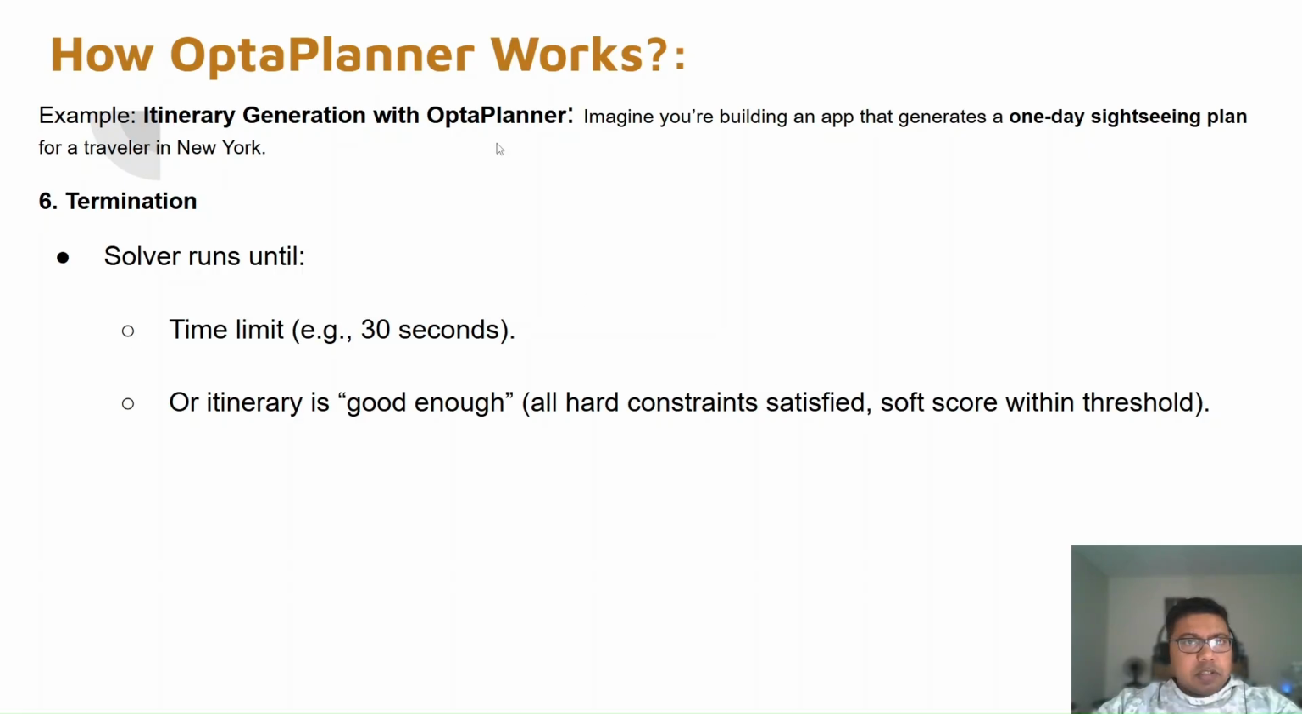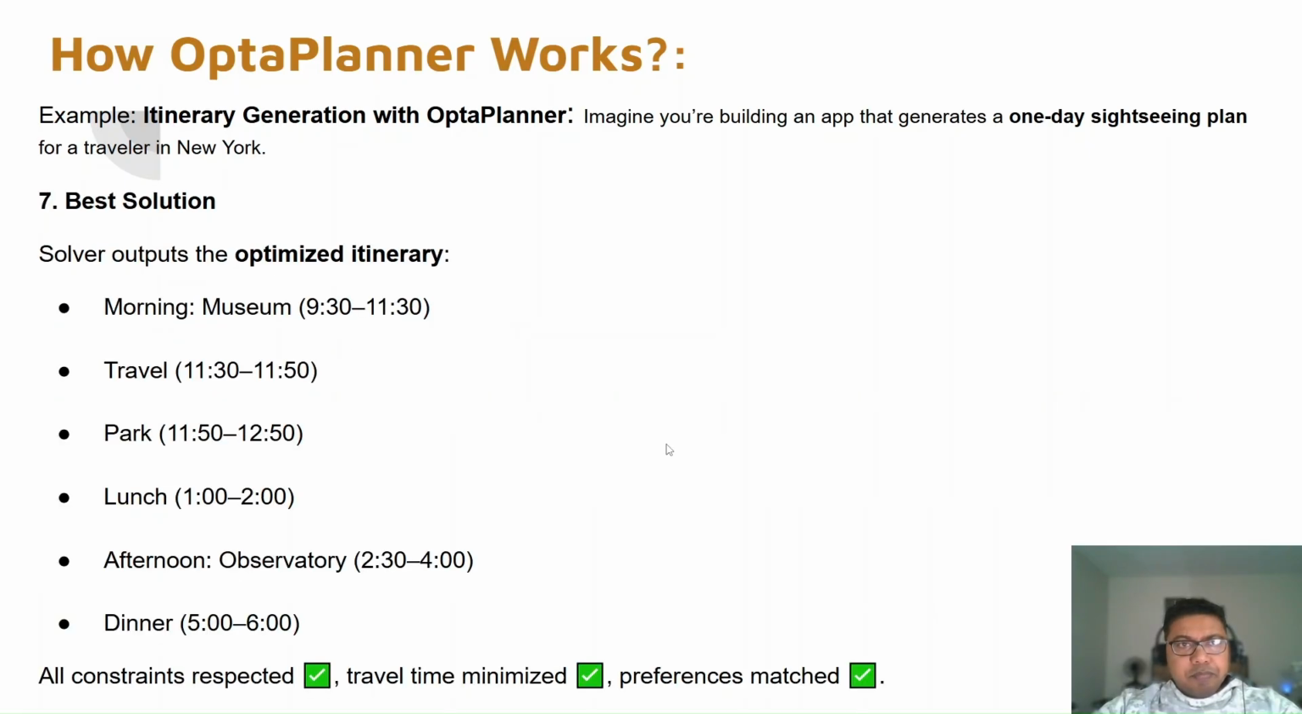How OptaPlanner works, we are continuing. At a particular time, if we give this program, say, 30 seconds, you have 30 seconds to calculate and figure out, or we can give it 1 minute. If we give 1 minute, within that minute it will try to calculate, and the best solution it finds, it will keep. So this is the final solution we have come up with.